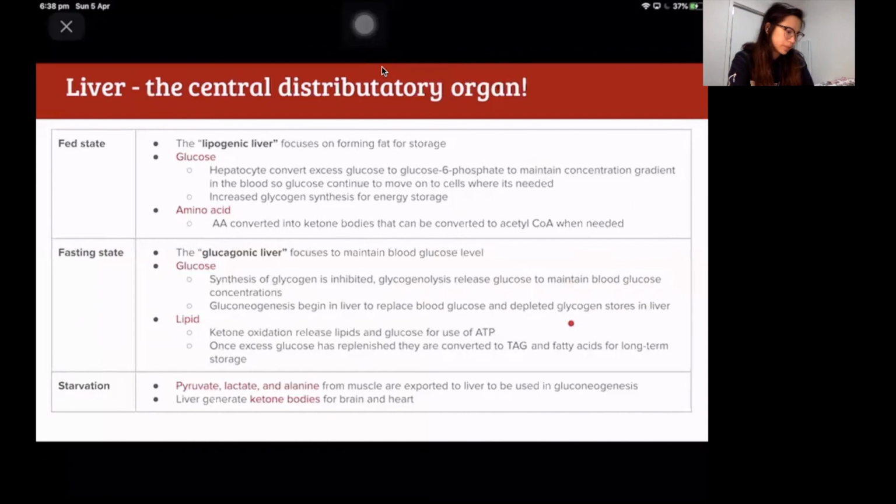And in terms of lipid, ketone oxidation can release lipids and glucose for use of ATP. And so once all this excess glucose has already been replenished, it can also be converted to TAGs, triglycerides, and fatty acids for long-term storage. And lastly, in starvation mode, we'll keep coming back to this. Basically, a lot of metabolites from the muscle can be sent to the liver for gluconeogenesis to maintain glucose. And the liver can also generate ketone bodies that are used for the brain and heart. So we'll come back to this later as well.